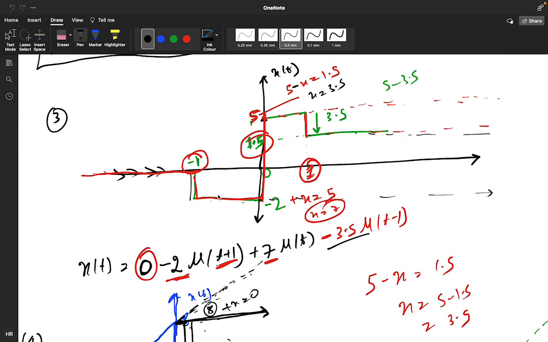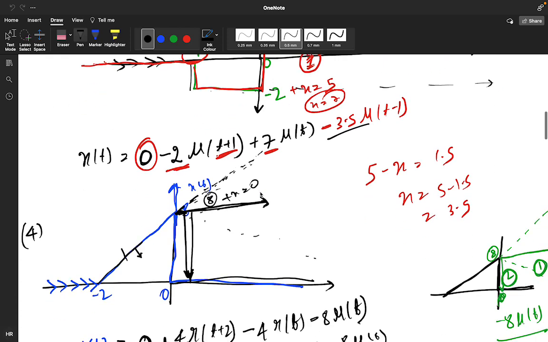So how is this step function solved? From 0 the step function moves to minus 2, at what point? u(t plus 1). Then minus 2 to 5: how many increments are there? It will reach 5, so minus 2 plus x equals 5, so x is 7. So 7 increments, so 7u(t). Again at t equals 1, a decrement of 3.5, then it will reach 1.5. So 5 minus 3.5 gives 1.5, and we get the result like this.